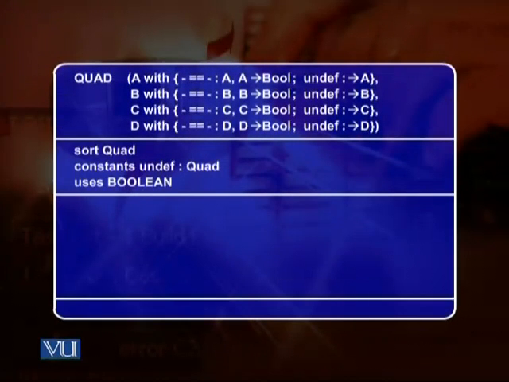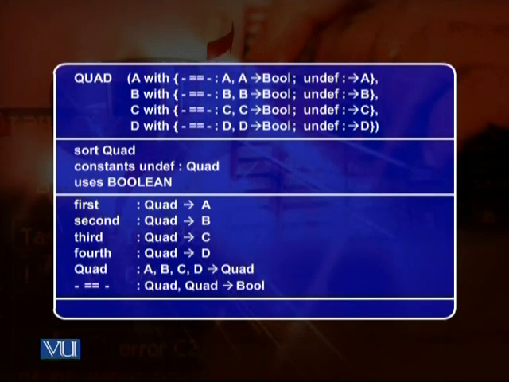Once again, very similar to the specification of the pair, but this time we have 4 components instead of the 2 components that we had in the case of a pair. So the operations that we have, the first operation is the first, which gives us the first component of a quad. The second operation is second, which takes a quad and gives us the second component. The third takes the quad and gives us the third component. And fourth takes a quad and gives us the fourth component of the quad. The quad constructor itself takes 4 components, A, B, C, and D, and gives us the quad itself. And once again, we have the equality for the quads. So it takes 2 quads and tells us whether they are equal or not.